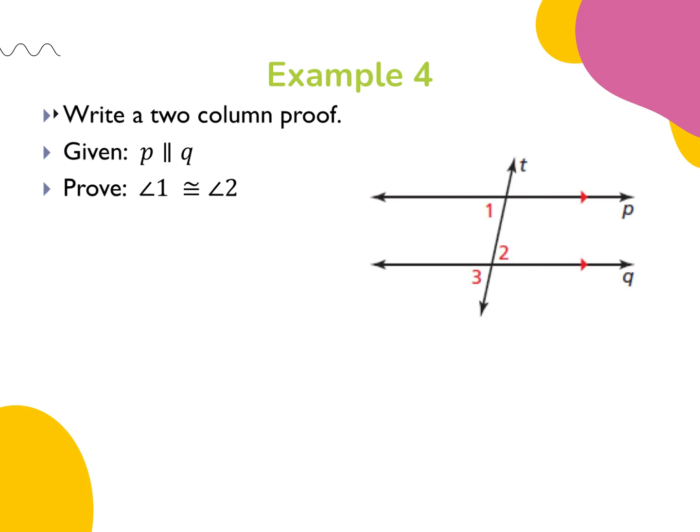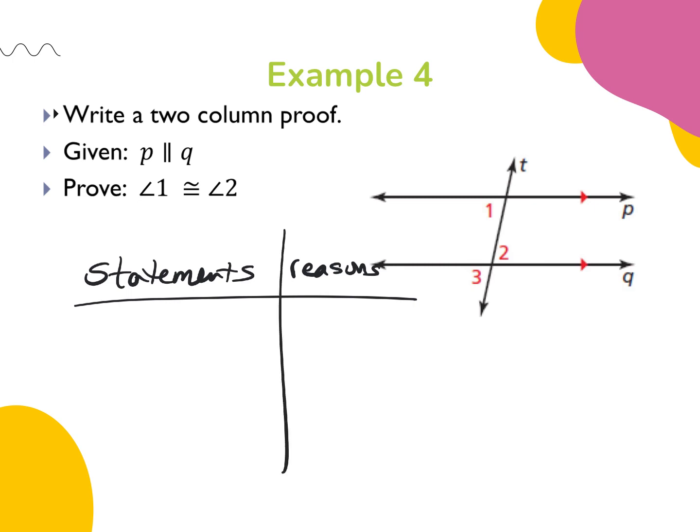All right, so let's go ahead and set up our two columns. We have our statement column and our reasons. So my first statement is what was given to me. P is parallel to Q. And notice it is marked on my picture. It's got those little red arrows. So this is given.